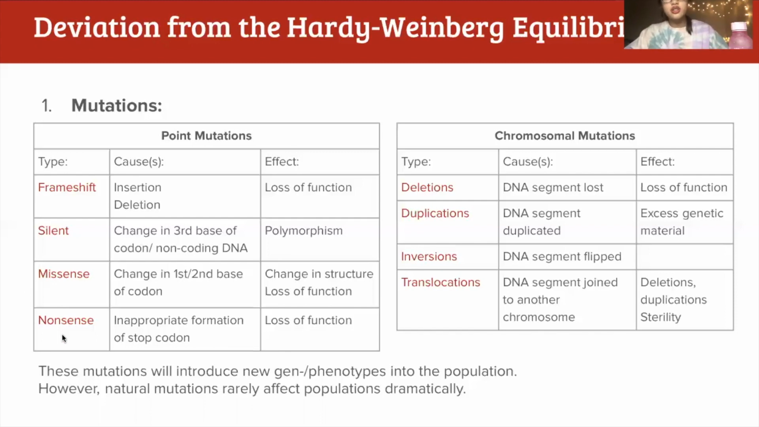And then lastly, nonsense mutations. Nonsense mutations, they are no laughing matter. So what happens when you have a nonsense mutation? You have an inappropriate formation of a stop codon. If you remember your stop codons, they are UAA, UGA, and UAG, right? Okay. And if you happen to switch out a random nucleotide to one of these, you accidentally form one of these stop codons.